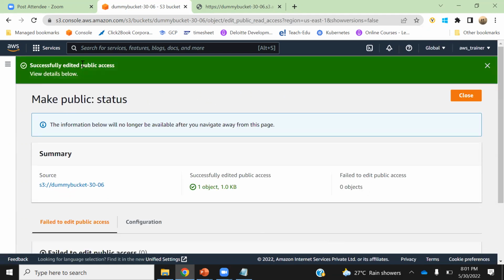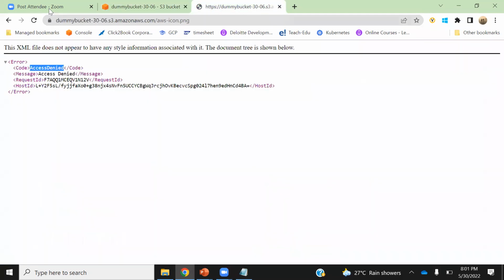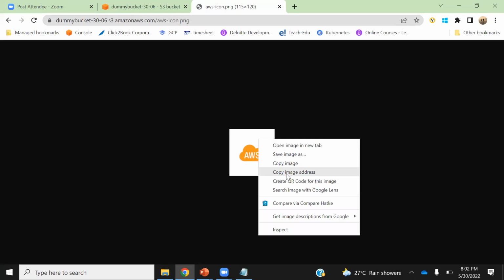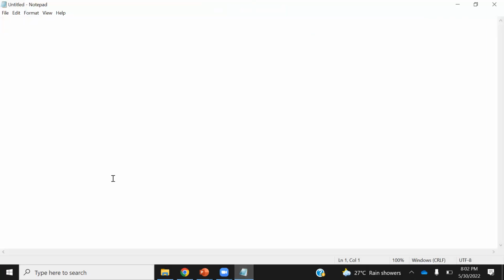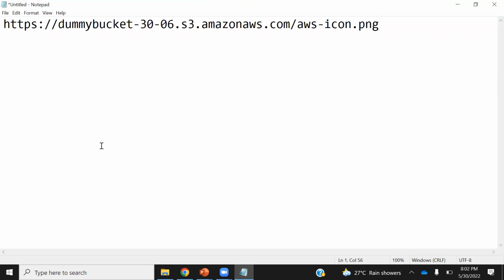Now it is saying successfully made this public. Come back to this URL and say refresh. And here you go, you got this image. Now you will say this is coming from your local. Right click, copy image address, bring here, paste it. See here, it is coming from your bucket. The name of the bucket .s3.amazonaws.com and then the name of the image. So it is coming from this. Earlier we did not enable ACL; we have enabled the ACL now, so that's okay.